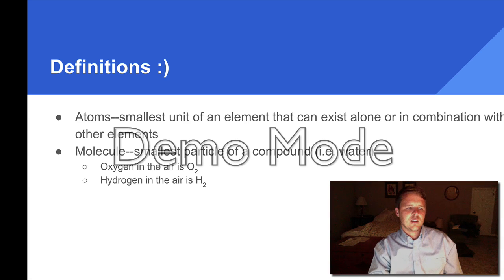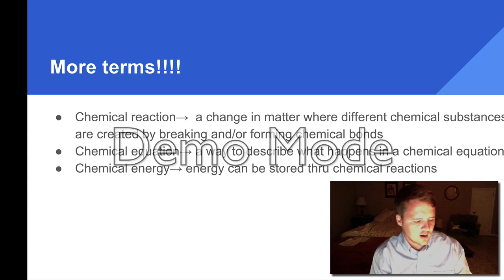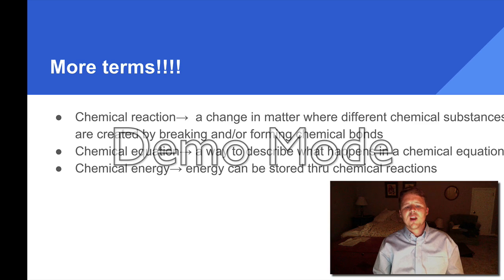So let's see. Next, more terms. We got 3 terms on this page. Terms are a great test question. So, chemical reaction. A change in matter where different chemical substances are created by breaking and or forming chemical bonds.